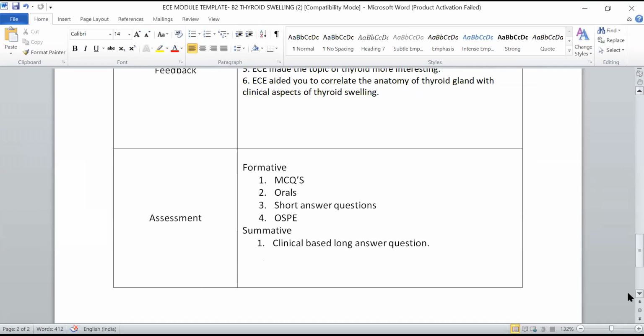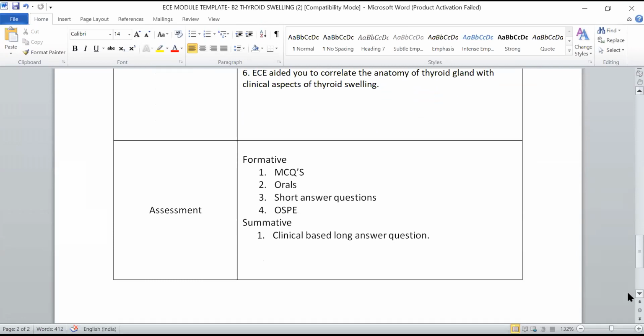And the assessment can be done in the form of multiple choice questions, viva voce, and by giving short answer questions, clinical based. We can even plan an OSPE, or we can conduct a summative exam by giving clinical based long answer questions. Thank you.